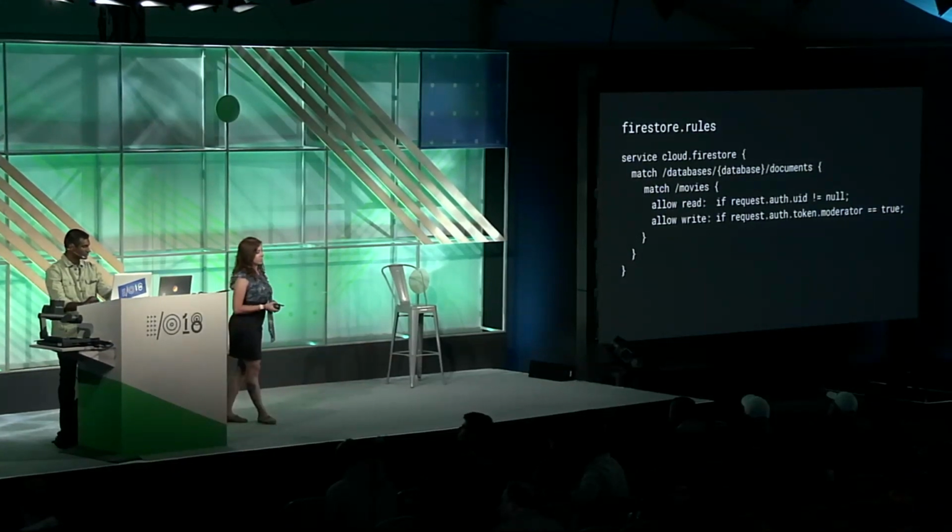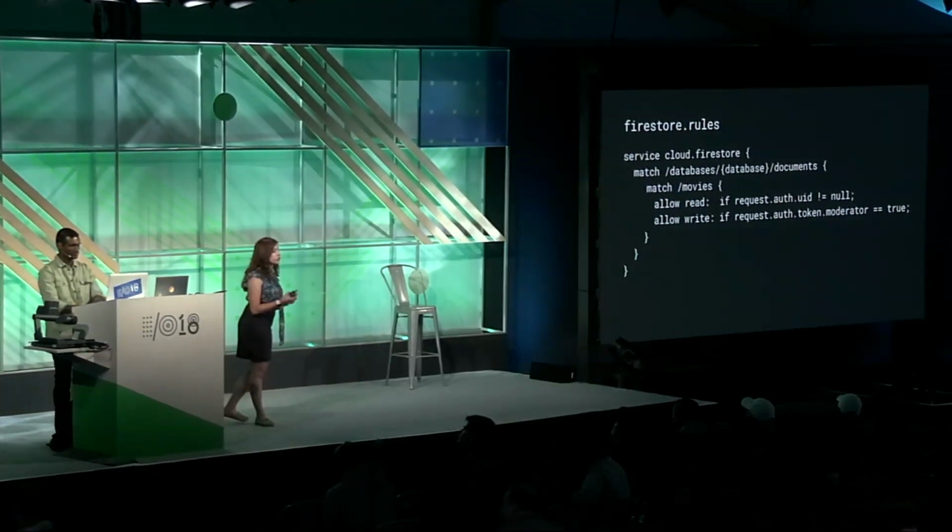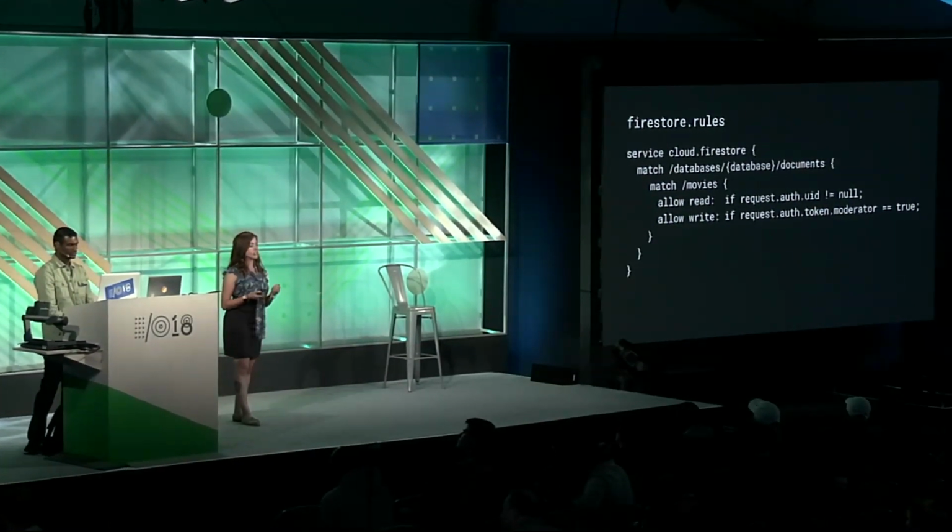If I have a movies collection, I can allow anyone who is authenticated to read. Because we have anonymous auth set up, that would be anyone who has accessed the app. But in terms of writing, we could set it up so that if the auth token has the moderator claim set to true, then they're able to write. Otherwise, it will return an error saying that you do not have permission.